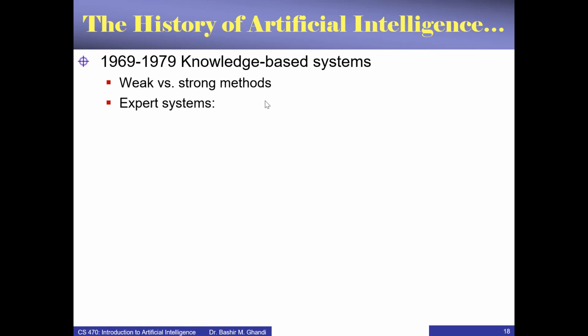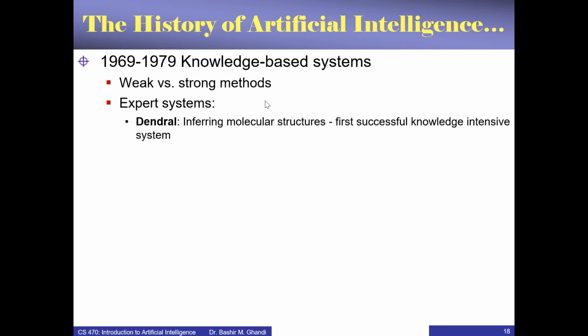So that led to the development of expert systems, and a number of expert systems were developed during this time. The first one that became famous was Dendral. This was a program designed to infer molecular structures from mass spectrometer data, which many people at that time were surprised could be done. But because the system has a lot of domain-specific knowledge, they were actually able to achieve that.